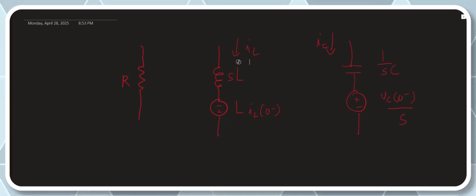For an inductor, the value of the inductor is going to be S times L, the inductance, plus you'll have to add a little something if there was any current in the inductor at 0 minus. So you'd add a voltage source that has the value of L times IL of 0 minus. And if you have a capacitor, it becomes 1 over SC, and then with a voltage source if it had any voltage at 0 minus.